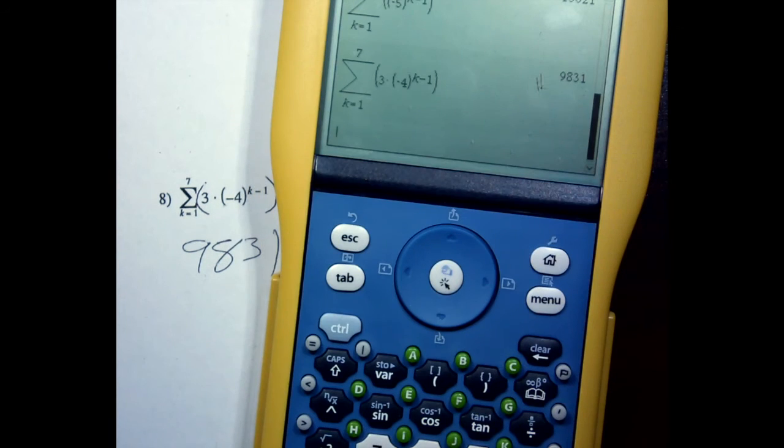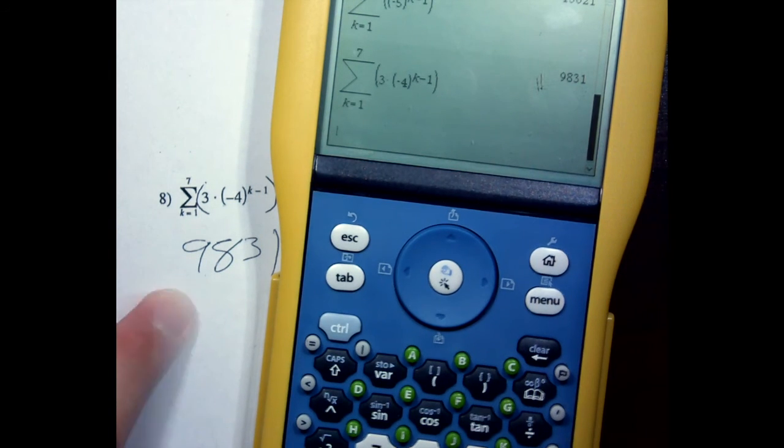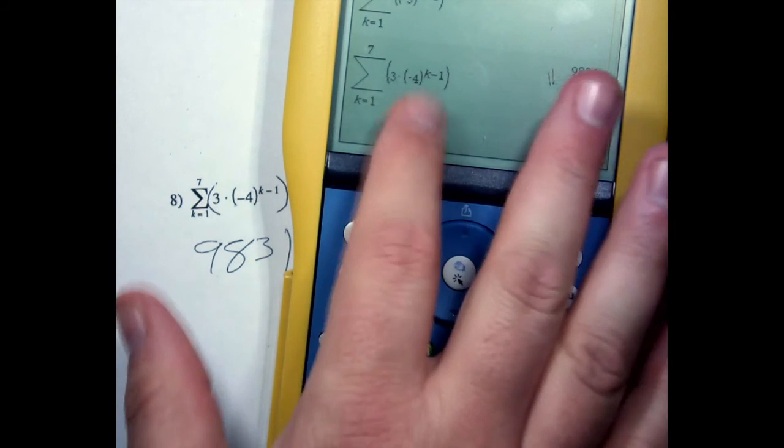If you didn't enter it into the calculator, right? So if you didn't get this number, plug it back into your calculator and make sure you have it plugged in this way.